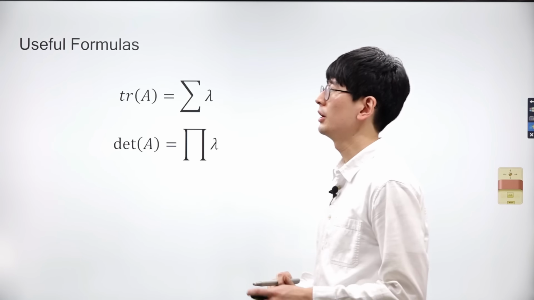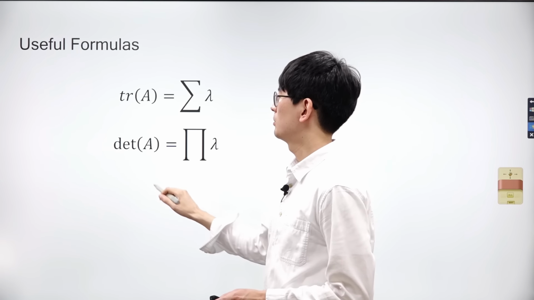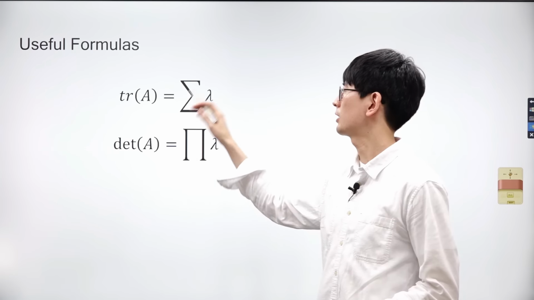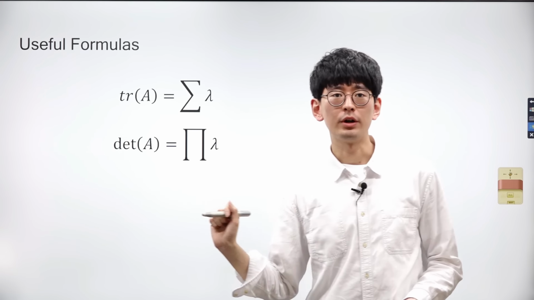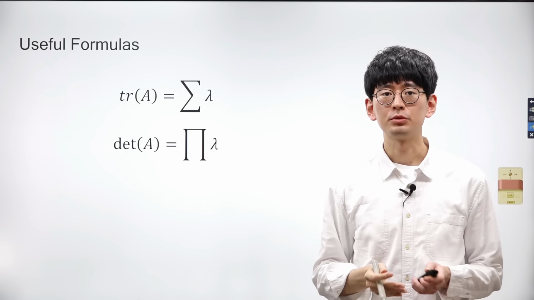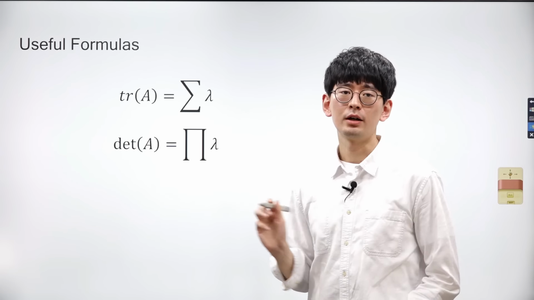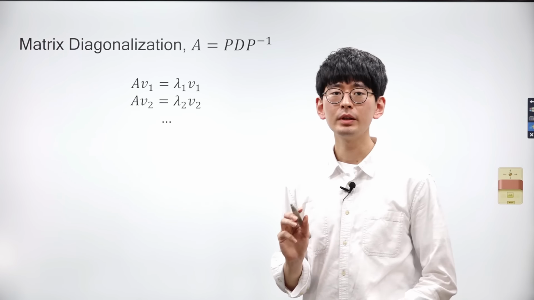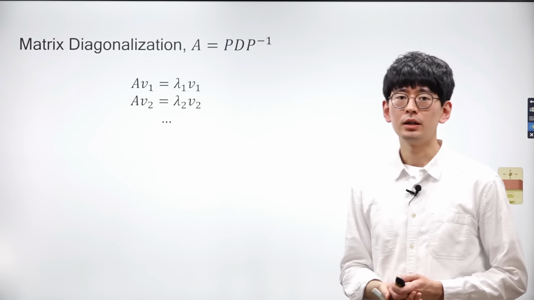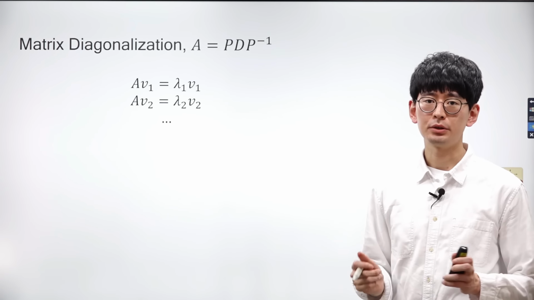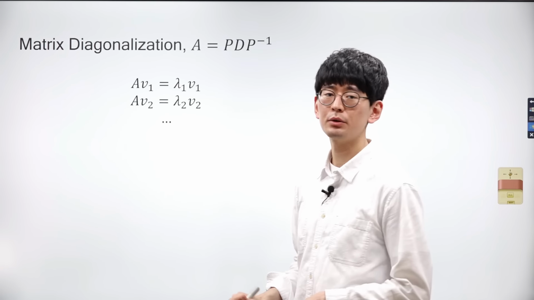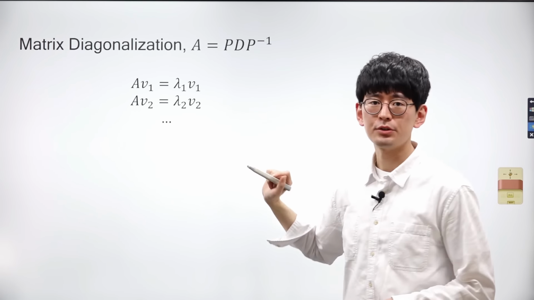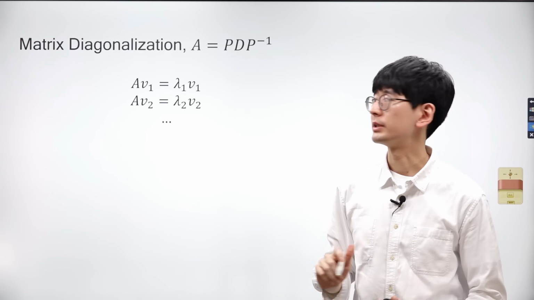Let's quickly go over some of the useful formulas related to eigenvalues. The trace of a square matrix is the sum of its diagonal elements and also equals the sum of its eigenvalues, while the determinant of the matrix is the product of its eigenvalues. Matrix diagonalization is a key concept that underscores the importance of understanding eigenvalues and eigenvectors. Let's delve into the diagonalization process.